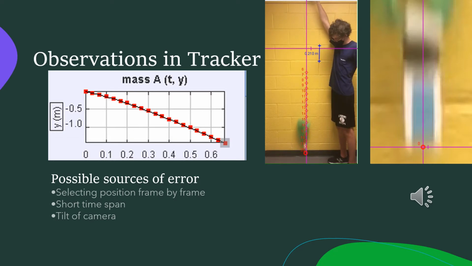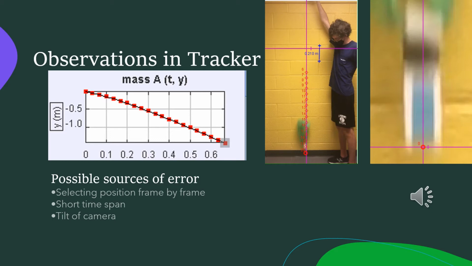In Tracker, I inserted the video and went frame by frame to select the position of my object, which was a plastic bag attached to a bookmark. I put a blue post-it note on the bookmark to give it contrast against the background, allowing me to be more precise, thereby reducing the human error present in the process of selecting the position.